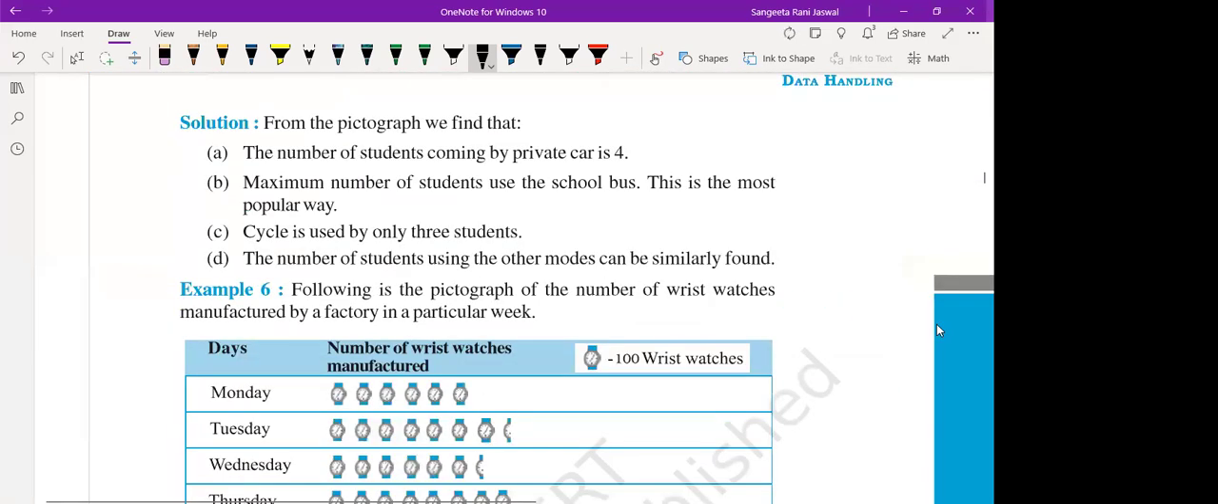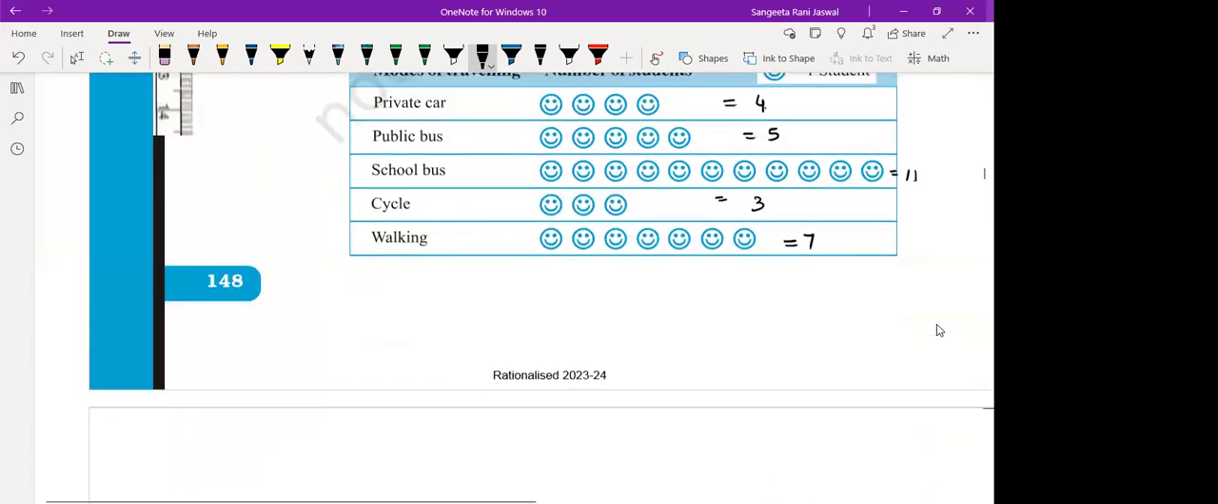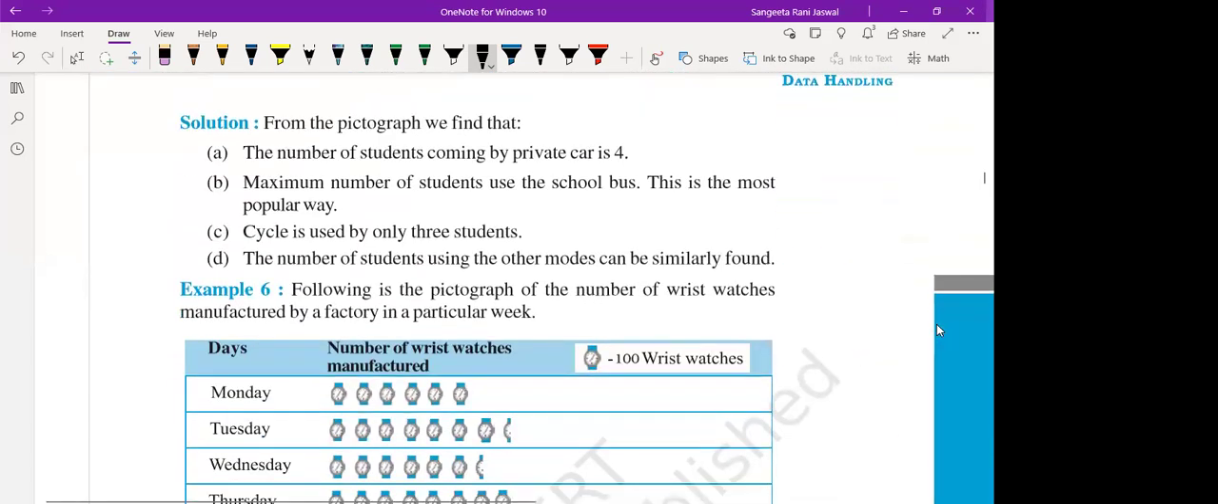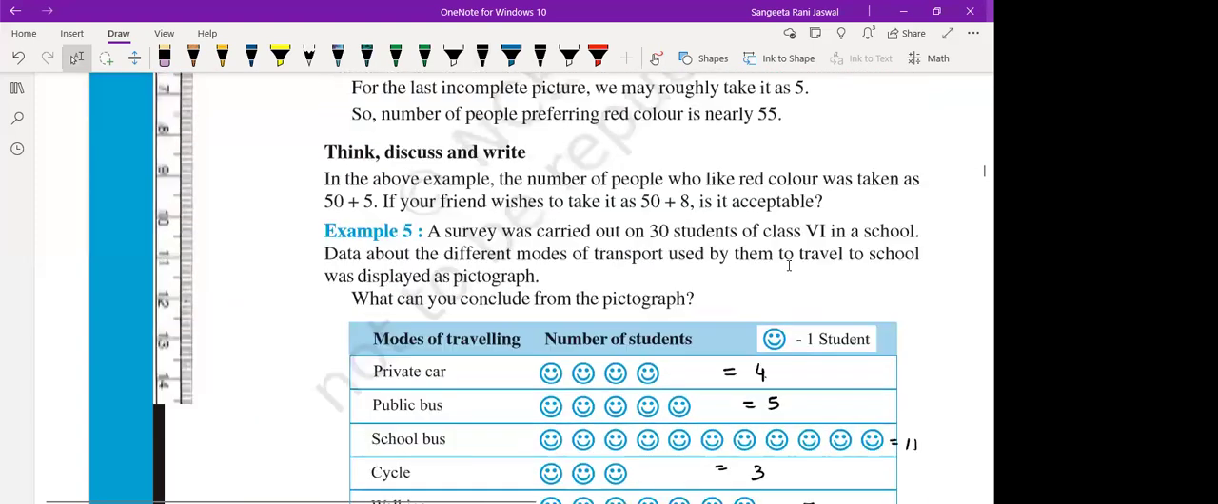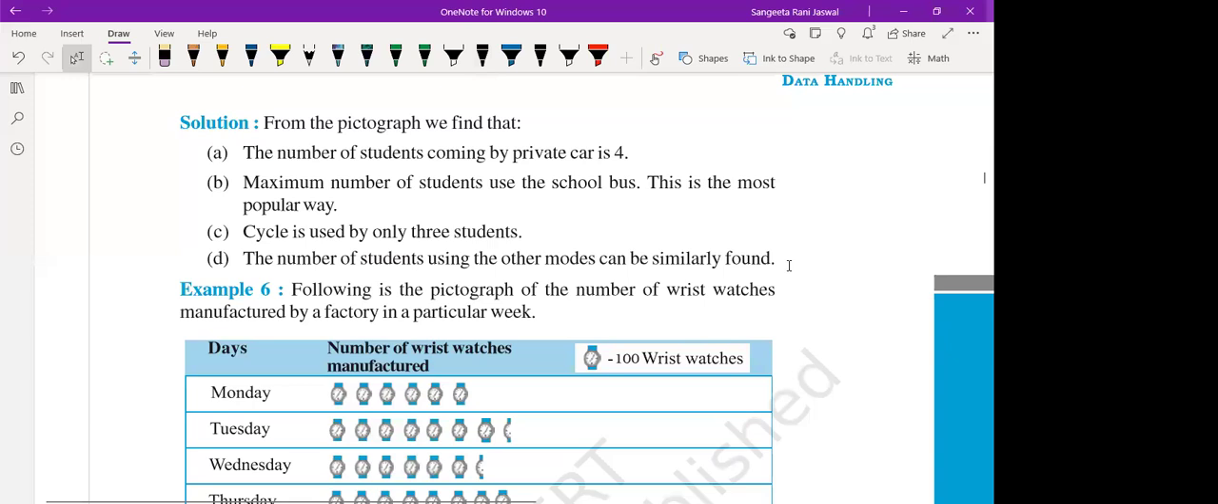So let's see what questions are asked here. From the pictograph, we find that the number of students coming by private car is 4. Okay. Private car is 4. Maximum number of students use the school bus. This is the most popular way. Okay, that also we observed, no? Maximum students are coming by school bus. That was 11. Cycle is used by only 3 students. The number of students using the other modes can be similarly found. Okay, so it's just an observation. No question is asked here, but it's just whatever is discussed.